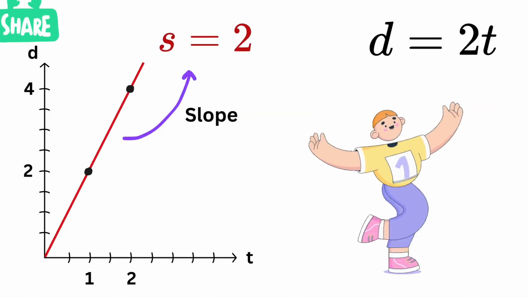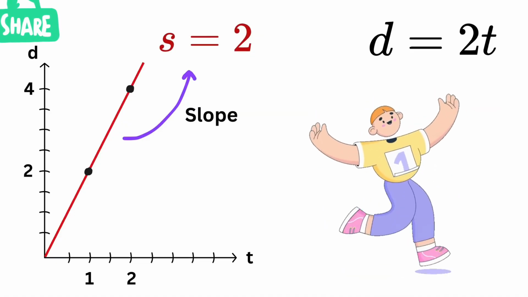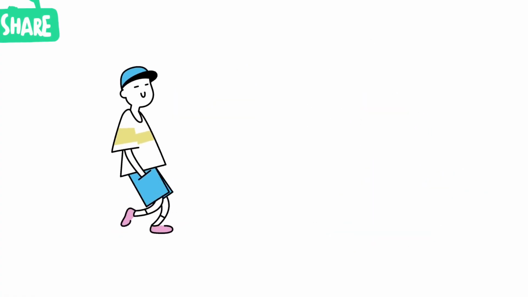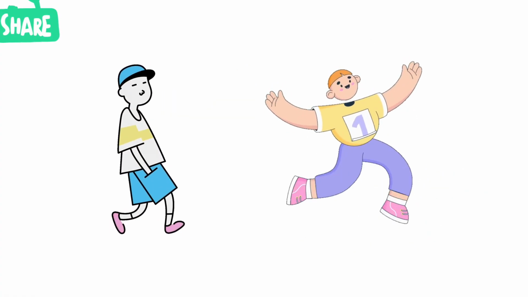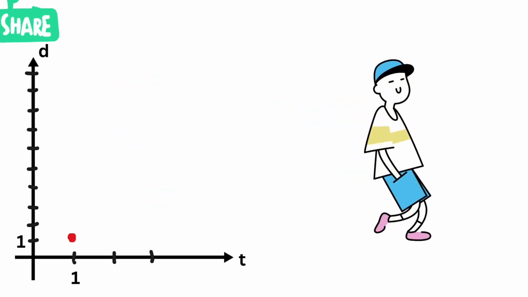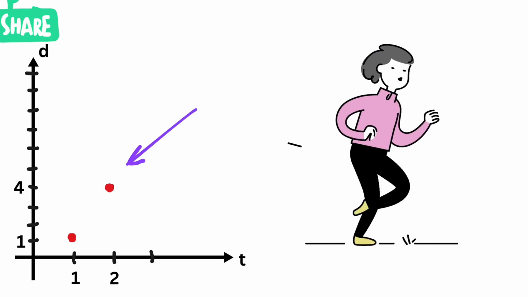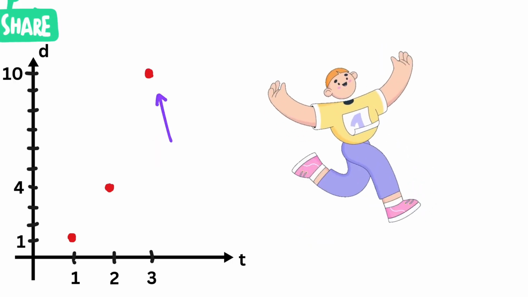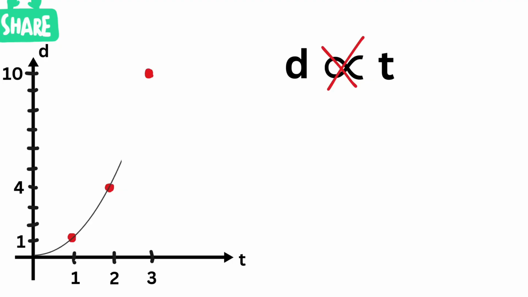But now, assume you start running in a race, and instead of maintaining a constant speed, you begin slowly and then gradually speed up. At first, you might cover only 1 meter in the first second, which is equal to this point, then 3 meters in the second second, and perhaps 6 meters in the third second. The distance you cover is no longer proportional to time, and the graph of distance versus time will no longer be a straight line. It will be a curve.